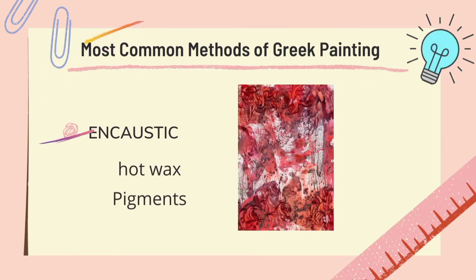Encaustic. Encaustic was developed by Greek shipbuilders who used hot wax to fill the cracks of the ships. Pigments or colors were added and used to paint the wax hull.